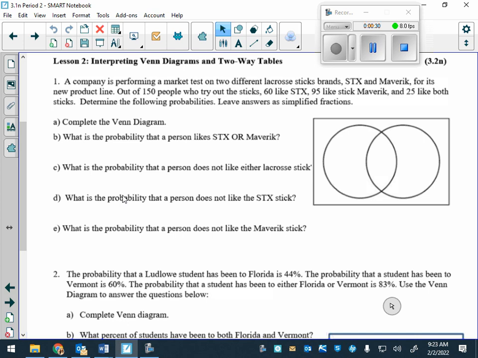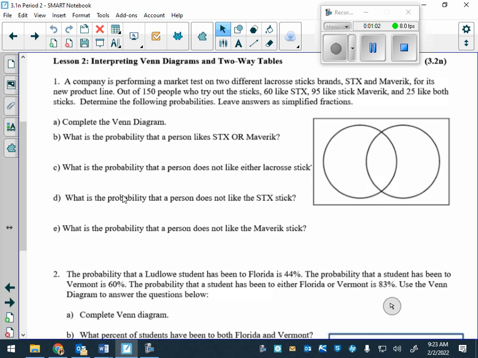A company is performing a market test on 2 different lacrosse sticks, okay? Out of 150 people. So that Venn diagram has to equal what? 150, right? Okay. 60 people liked, is that just sticks? Is that you guys who play lacrosse, is that what it means? Or STX? I don't know. Okay. And 95 like Maverick. 25 like both. Determine the following.